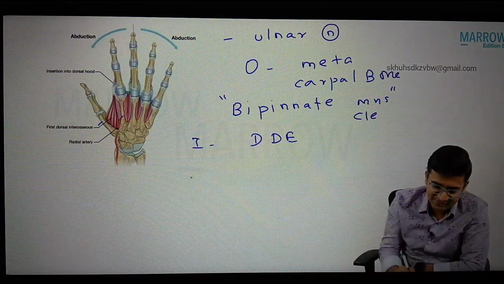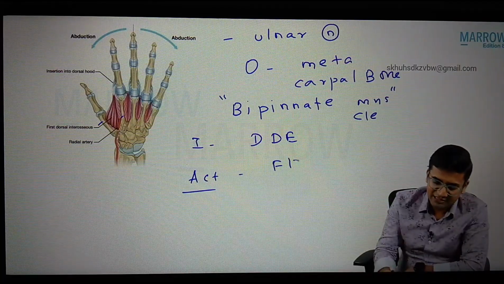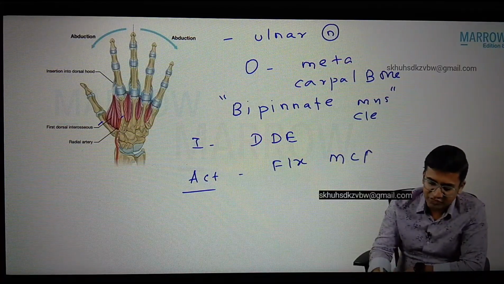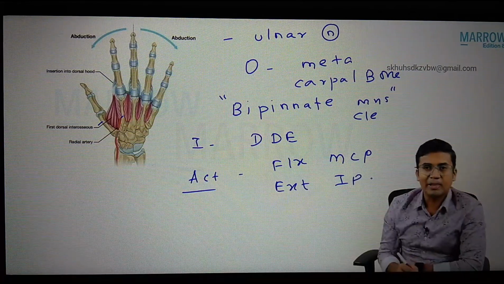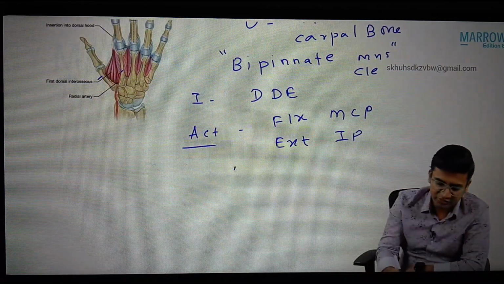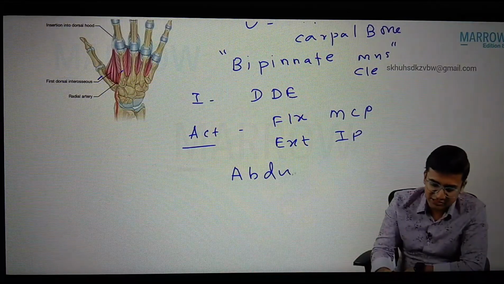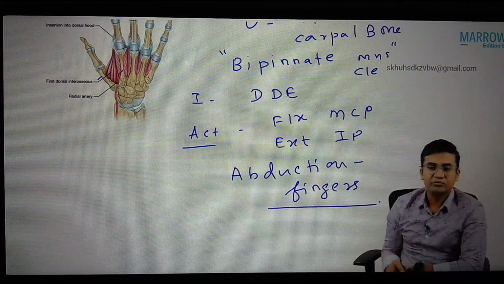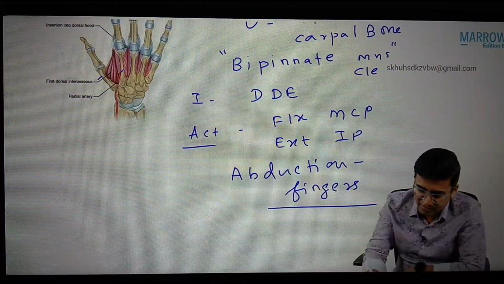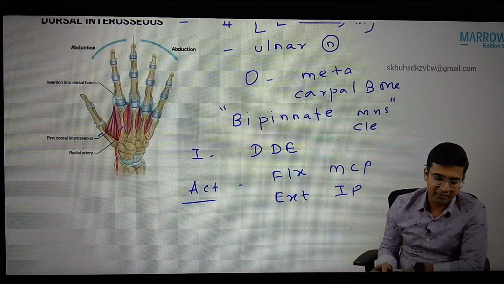Now what is the action? Supply we completed. Action, the common action, flexion of metacarpophalangeal joint and extension of interphalangeal joint. Along with that, I told you PAD DAB. So dorsal interosseous, they do abduction of the fingers. Abduction is done by dorsal interosseous muscle. They move away from the midline.